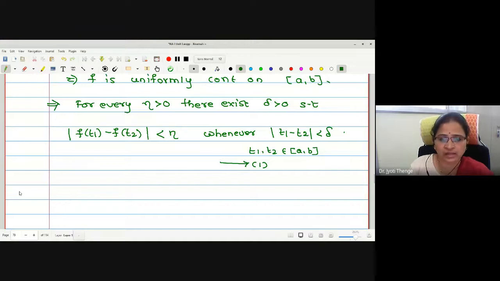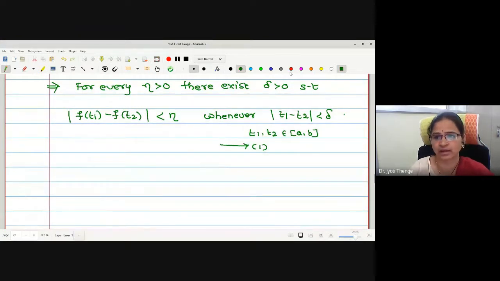Now looking at this inequality, the difference between any two arbitrary values of the function is less than eta for any t1, t2 with distance less than delta. Therefore, if I select a partition of the given interval whose norm is less than delta, what will be the distance between two points of that subinterval? Less than delta, no?